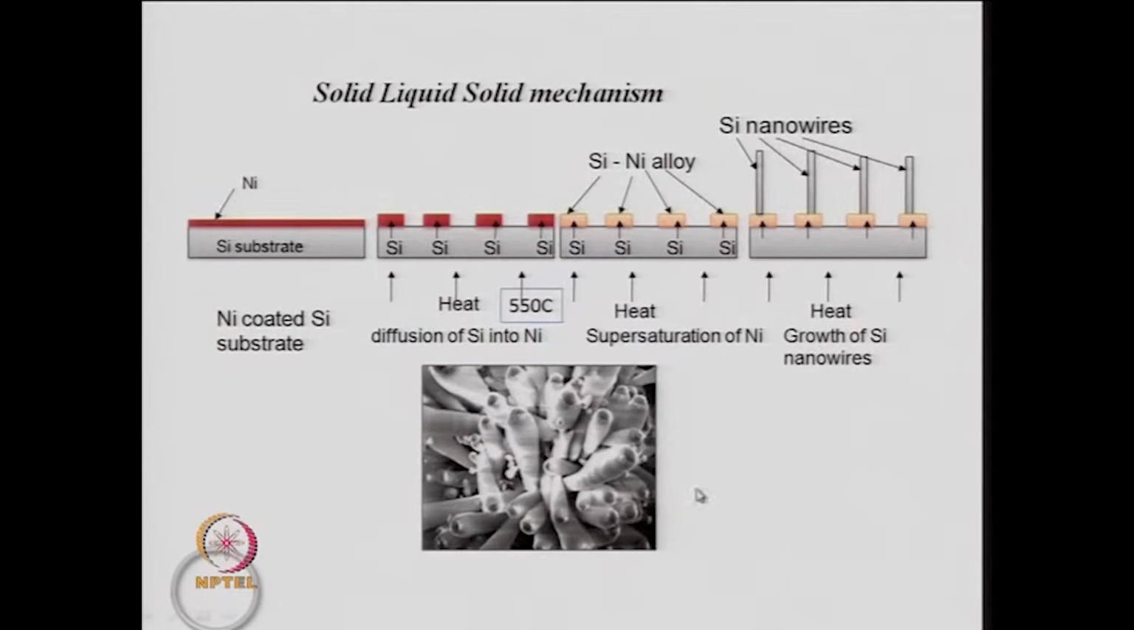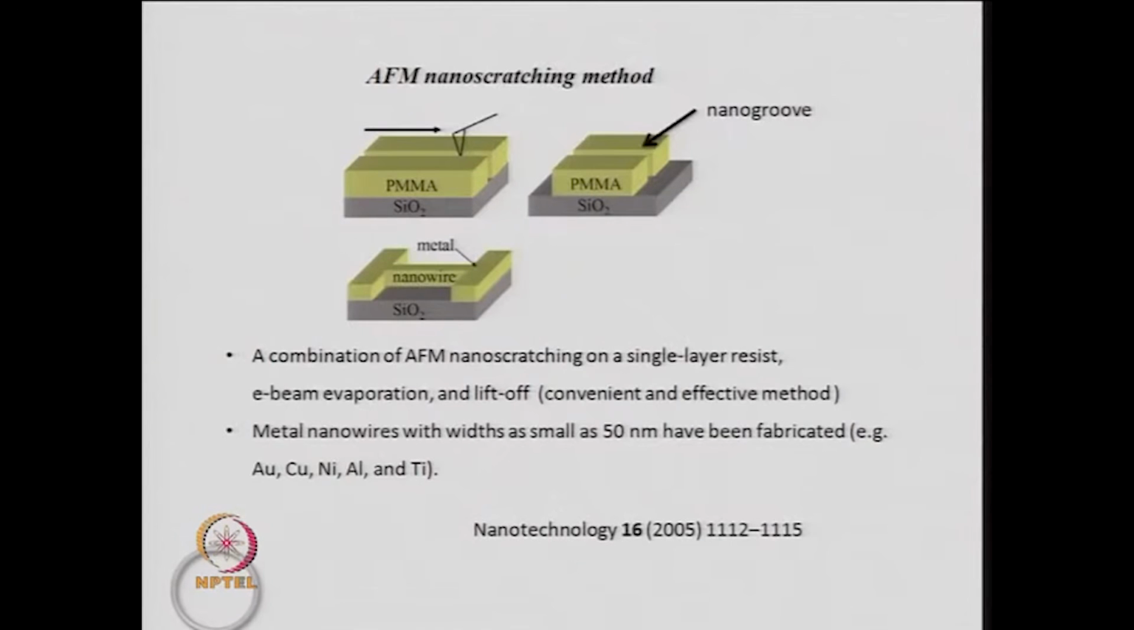Okay. And this picture is a TEM picture showing the growth of silicon nanowires. So, this is another method by which we make nanowires of different materials.